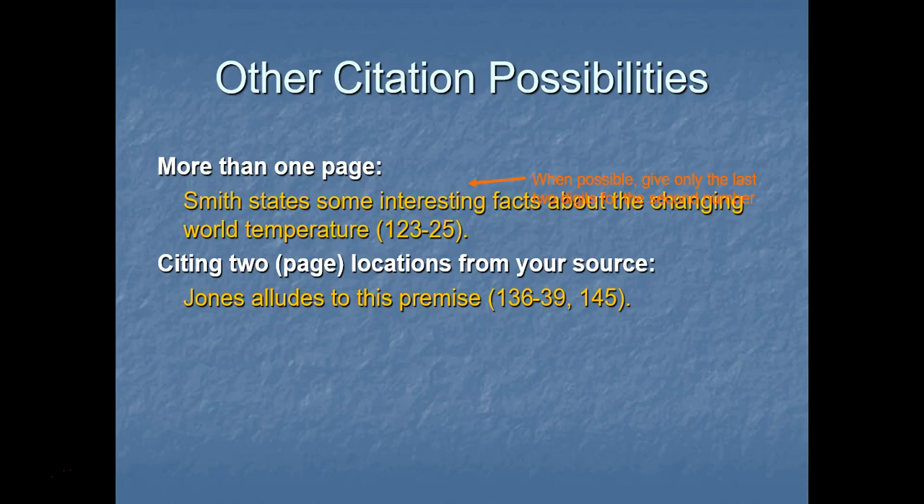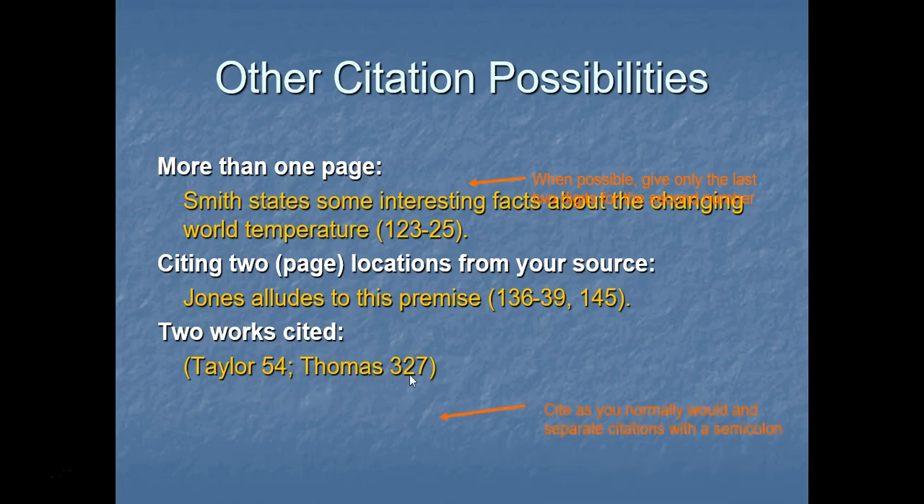What about when you're citing two locations? What if the information comes from one part of the book and from another? You could say 136 to 39, comma 145. What if it comes from two different pieces of information? Then you do it the normal way: author's last name, page number, then semicolon, author's last name, page number.